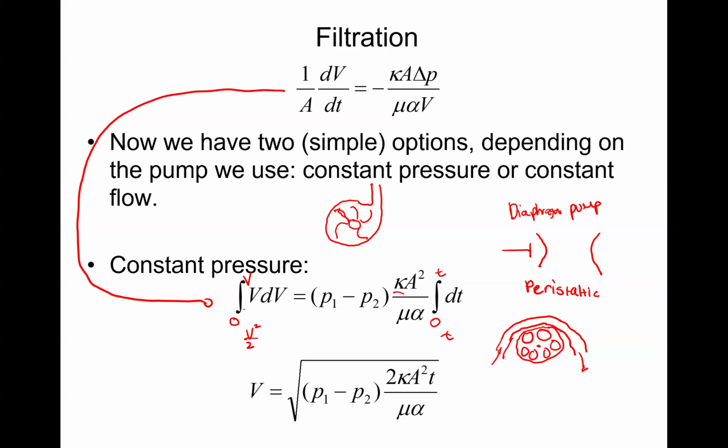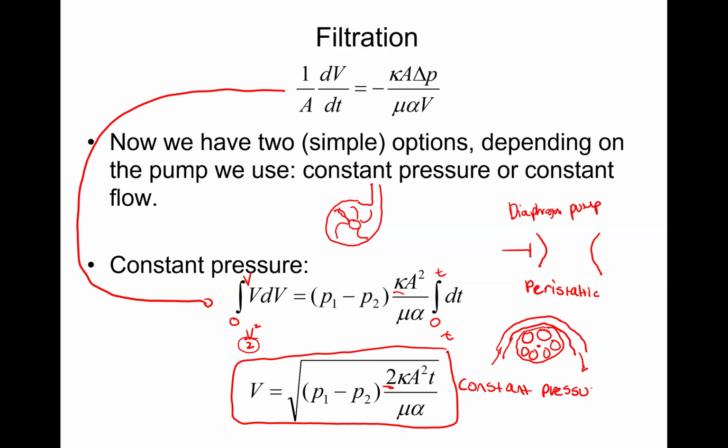And when I solve for V, I'm going to have V equals the square root of all of this times T, and you see the 2 here that we had in the integration went in there. So this equation is the equation for a constant pressure filtration.